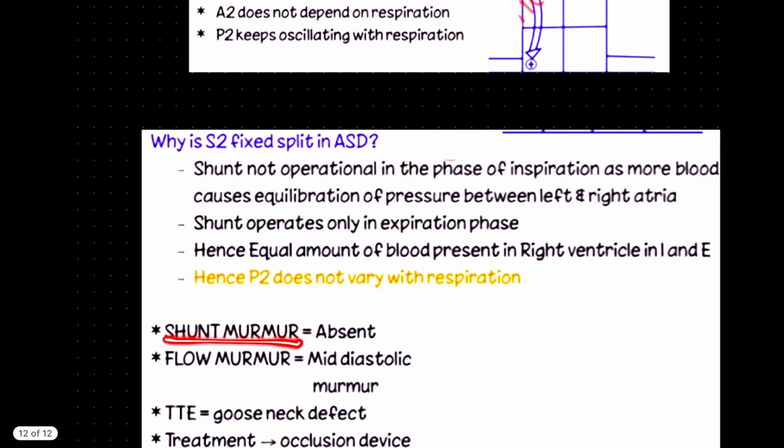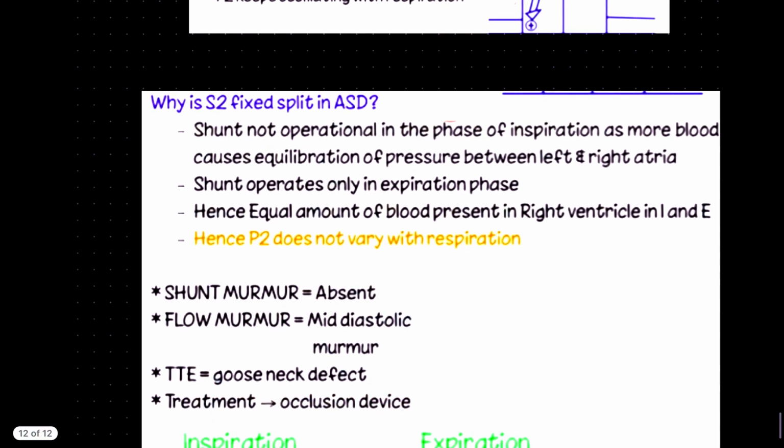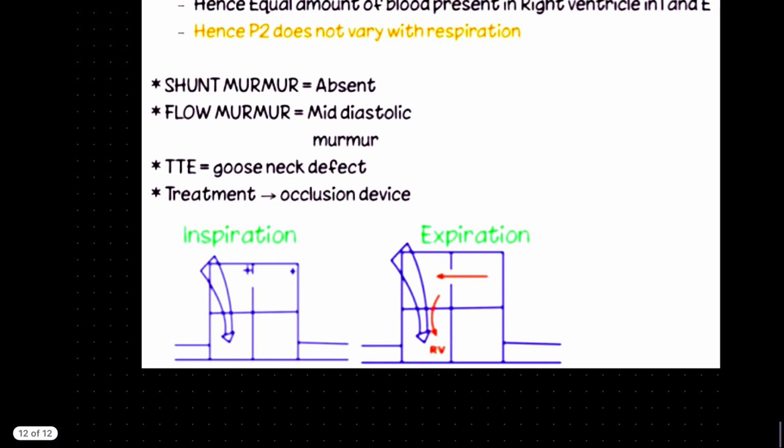Now here the shunt murmur is not present. Flow murmur is a mid diastolic murmur, and it is a characteristic feature. The investigation of choice is TTE, transthoracic echocardiogram, right? It will show a goose neck defect, and treatment is occlusion, right? Occlusion devices.